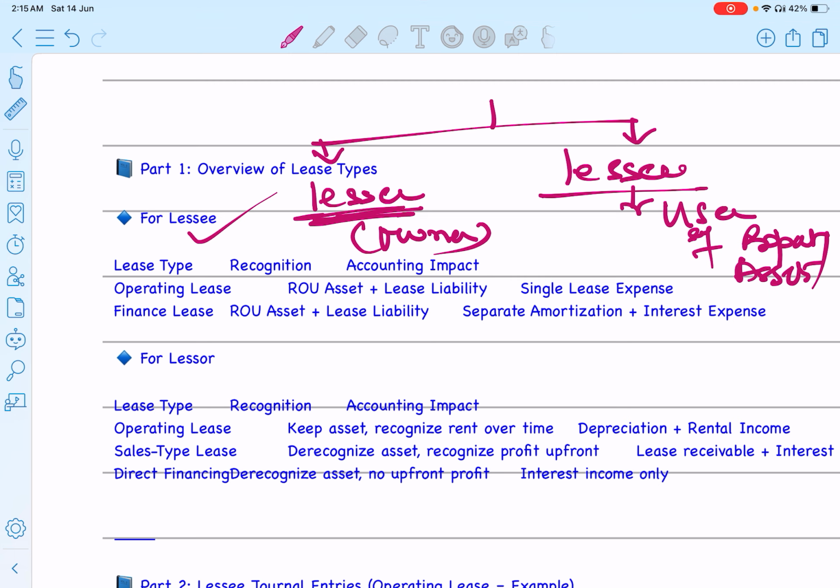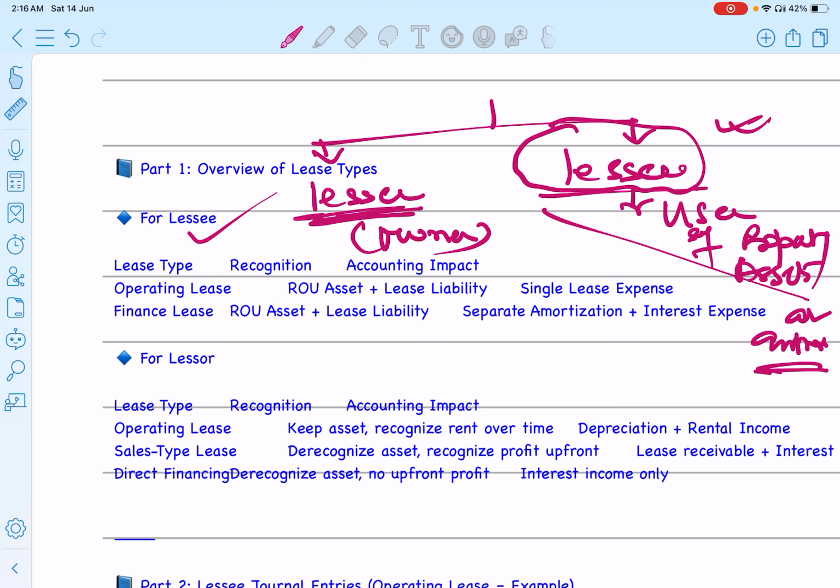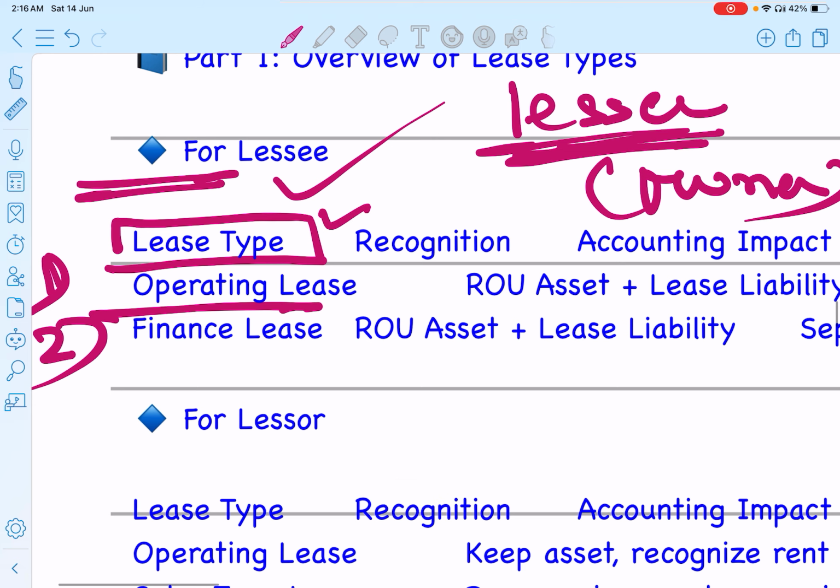assets, or anything. So we are going to learn the accounting methods in the book of the lessee. For the lessee, the lease type may be an operating lease or a finance lease. So either it is going to be an operating lease or a finance lease.